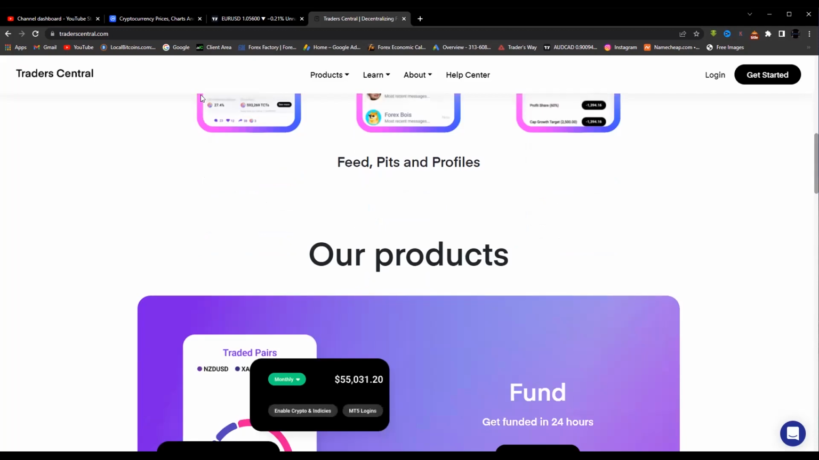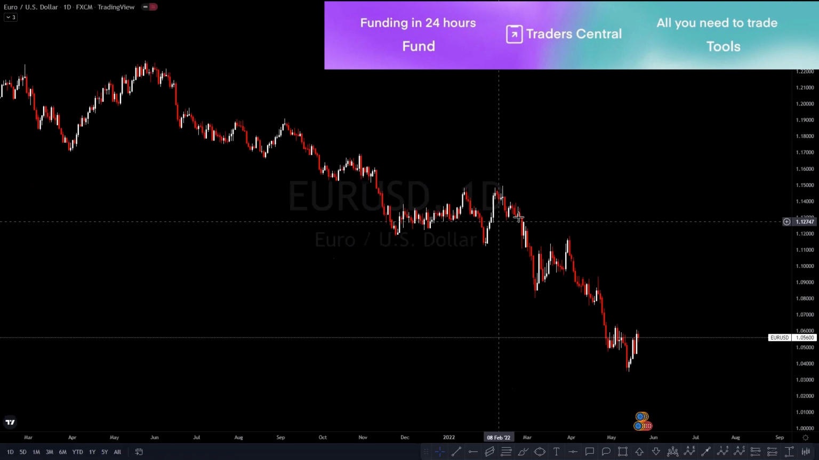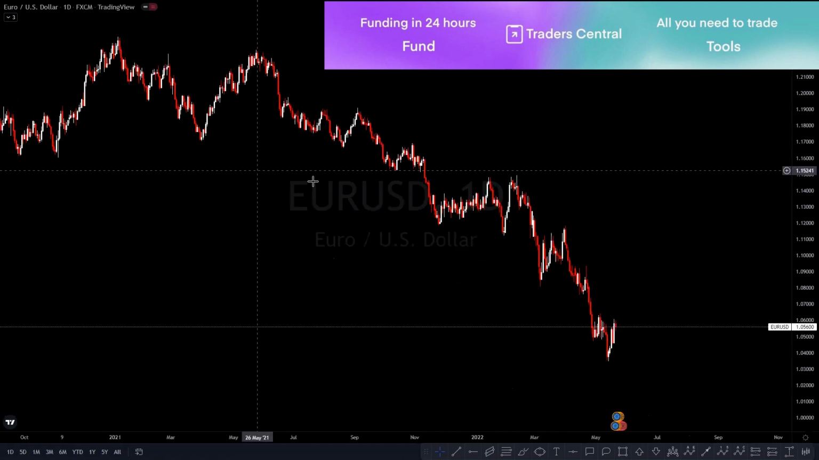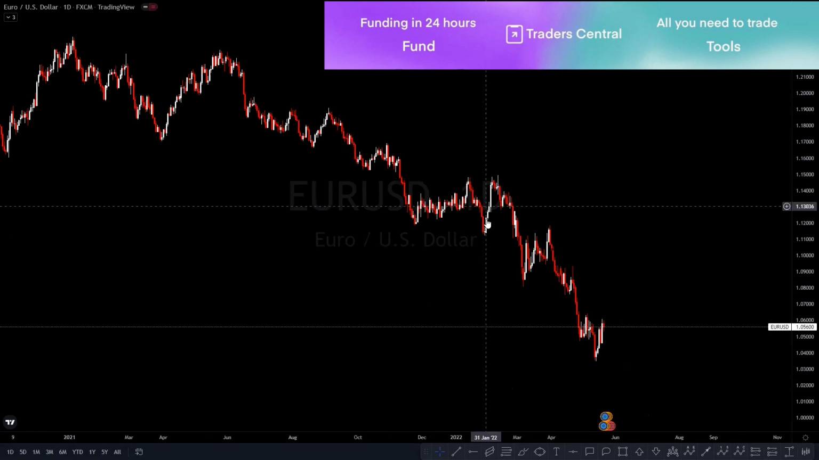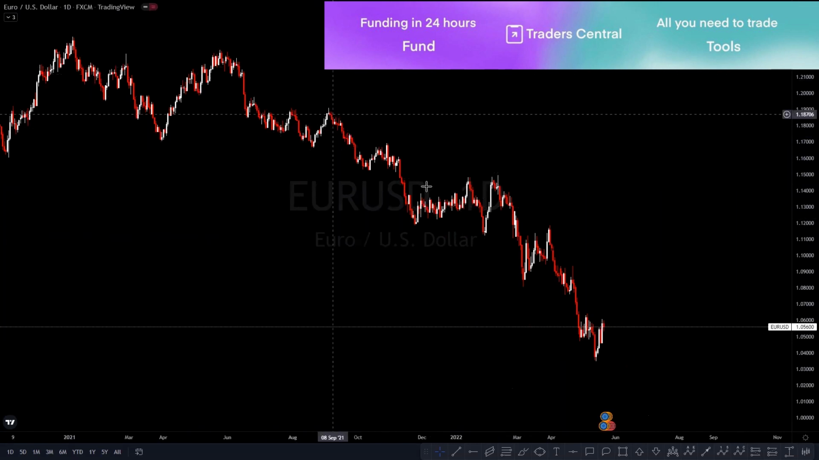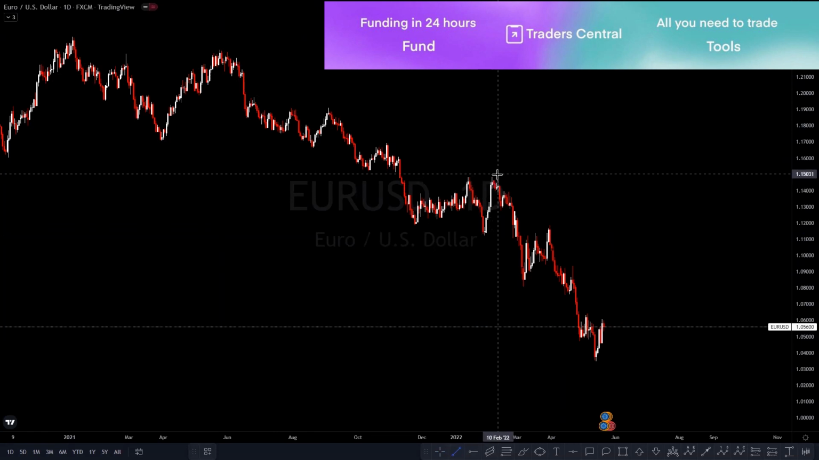With that being said, let's go ahead and start the analysis on Euro USD. So you guys can see this is Euro USD daily time frame right now. And of course, by me looking, you all are supposed to know that this is a downtrending market, right? This is a downtrending market. You can see from up here, the market has been moving to the downside consistently.